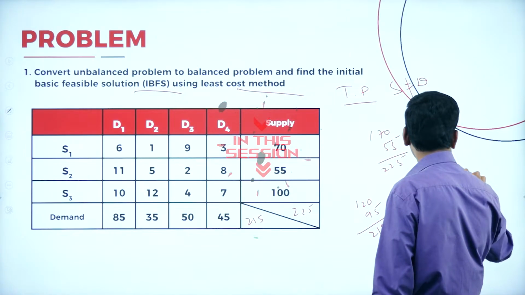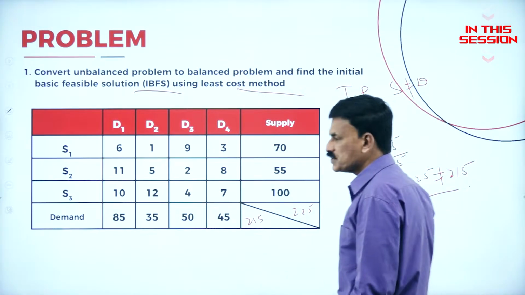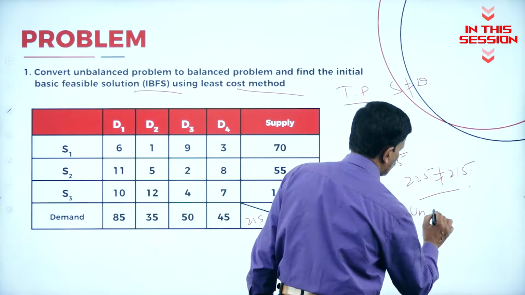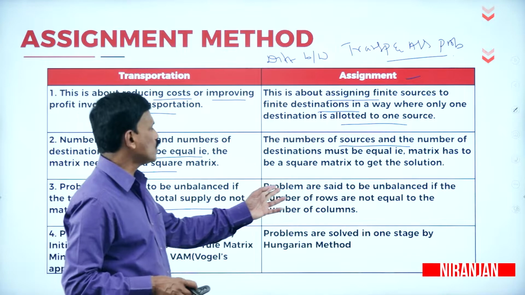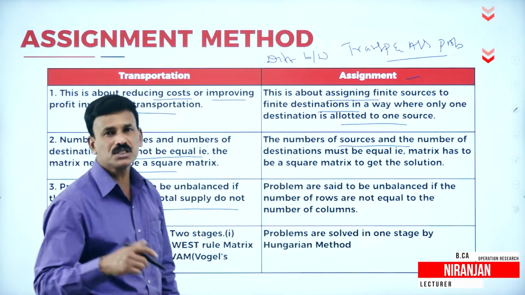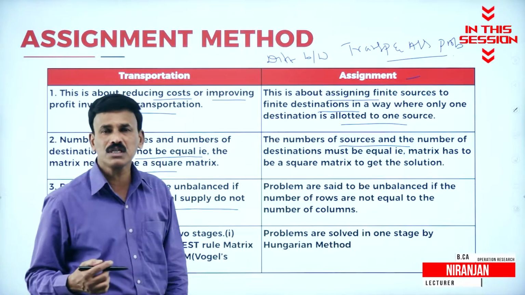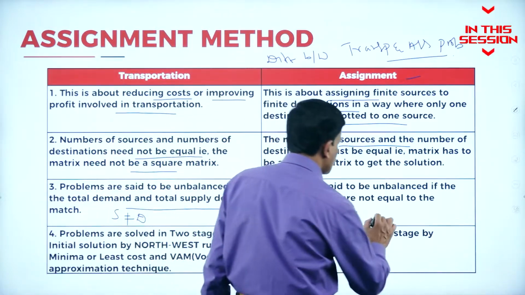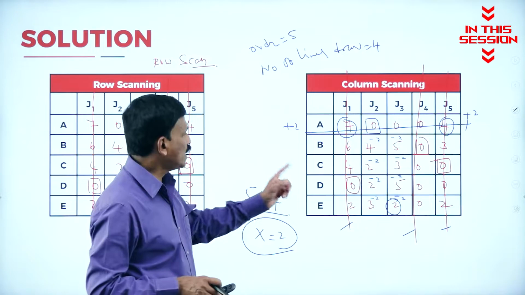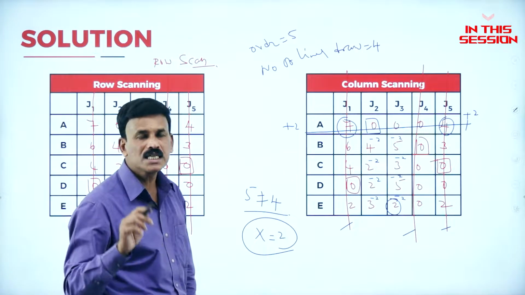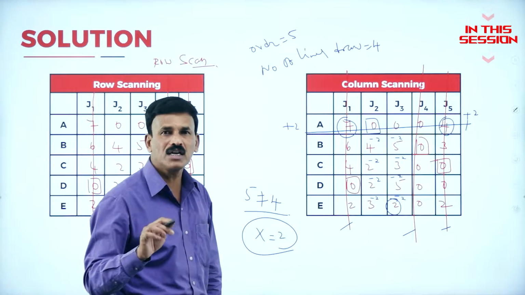225 is not equal to 215. Therefore, this is an unbalanced transportation problem, whereas assignment problems are said to be unbalanced if the number of rows is not equal to the number of columns, that is, if it is not a square matrix. Add plus 2. So we are going to add 2 at the intersection of the lines and subtract all the uncovered values by 2.